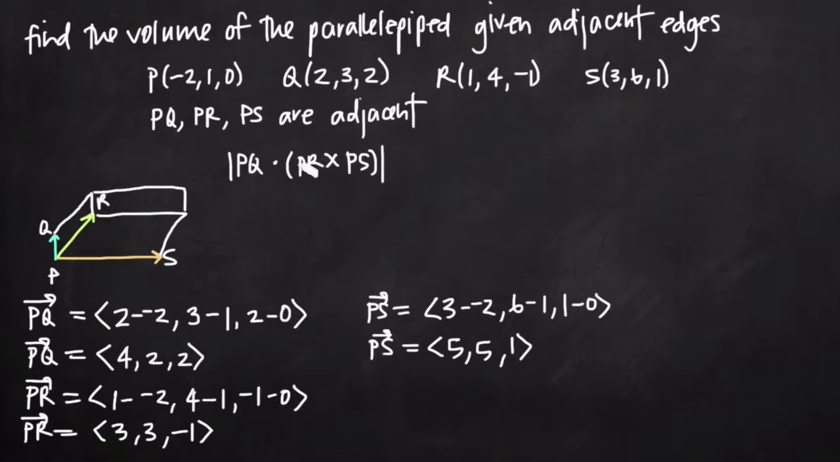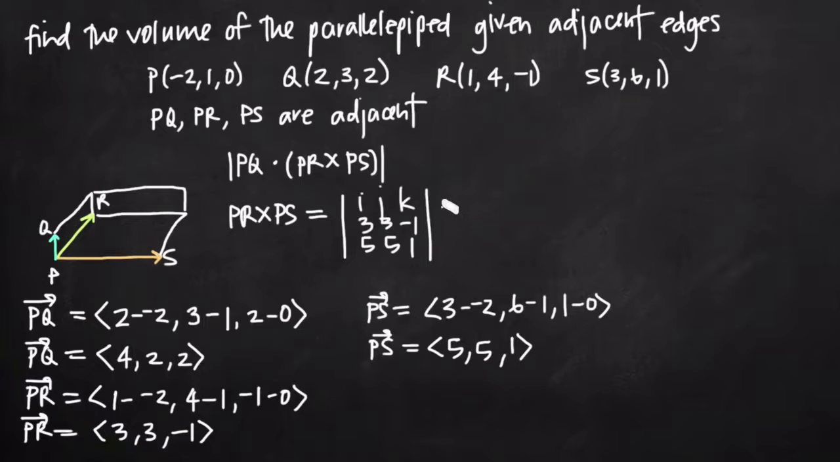If we set up the cross product of PR and PS, we'll say PR times PS, the cross product is going to be the matrix here. We put i, j, and k in the first row always. Then our vector PR, which we already found to be 3, 3, negative 1, and then our vector PS, which we know is 5, 5, positive 1.